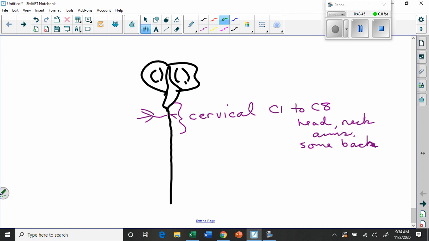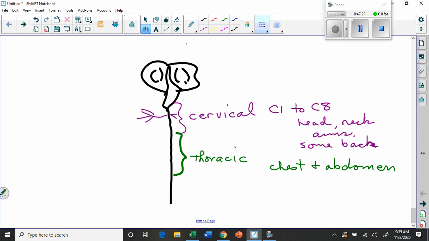The next section is a little bit longer, and it's called the thoracic section, the thoracic vertebrae. It serves the chest and the abdomen. So this would control your breathing, control your heart, would control all the organs, right? The organs in your abdomen, digestion, and so on.